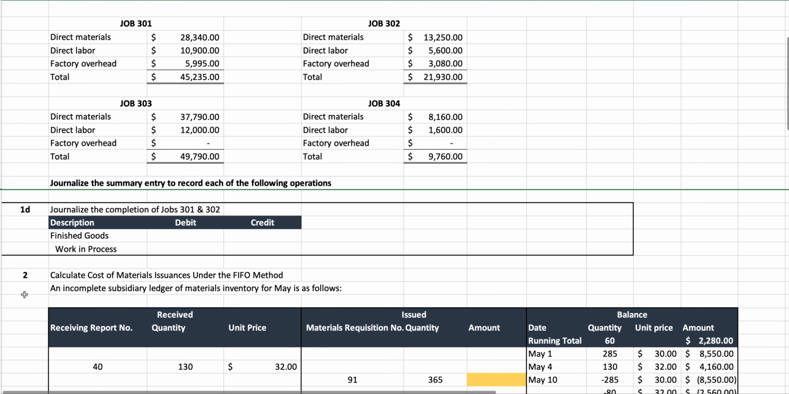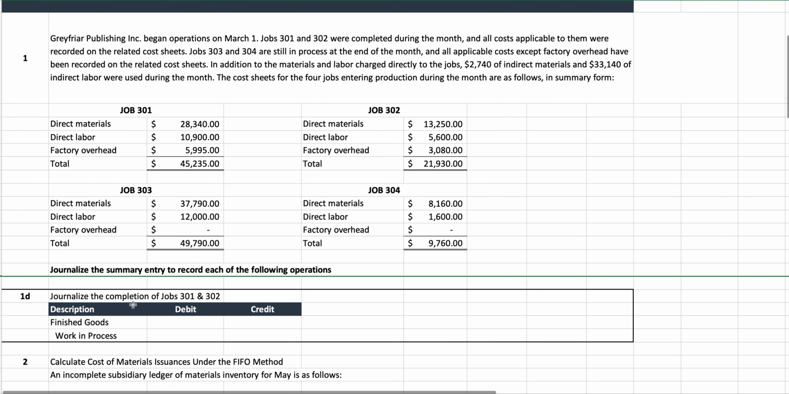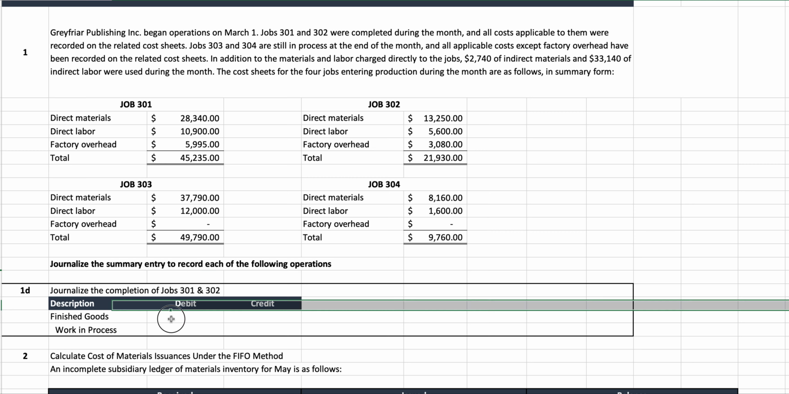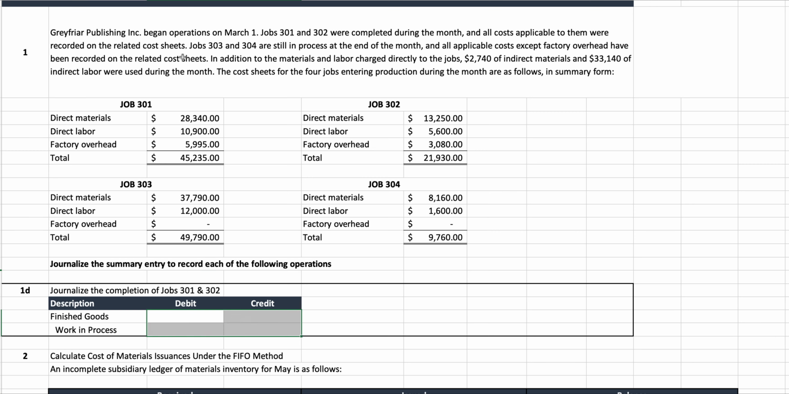We're going to move on to journalizing the completion of job 301 and 302, because we were told in the problem set that these 2 were the 2 jobs that were finished at the end of the month. So what we're actually going to end up doing is taking the total, and I picked that total up by summing job 301 and 302. And that is the cost that we are going to transfer over into our finished goods account.